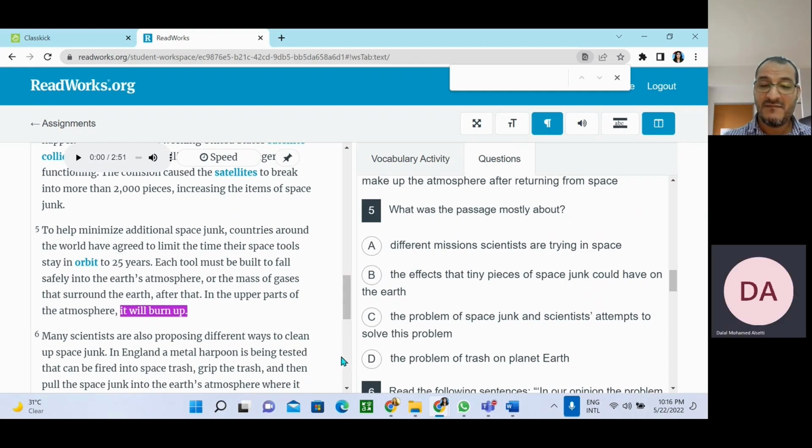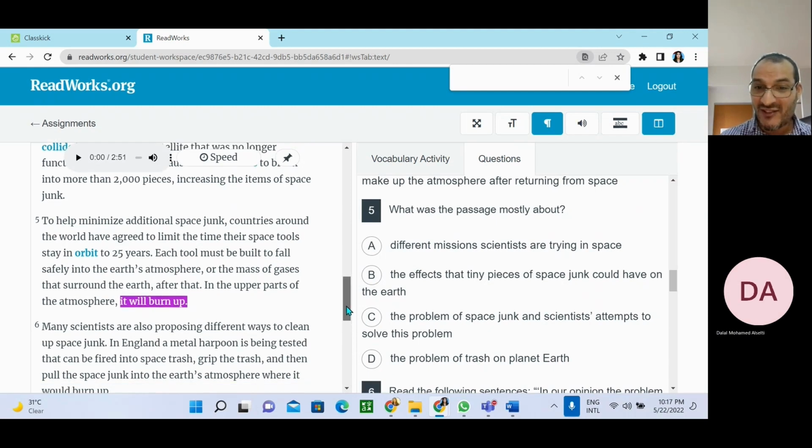The problem of trash on planet Earth. It could be, but here it's more general. Oh yeah, just a minute. Look into the words space junk. It's all about space junk. But what about the problem of trash? Okay, let's say trash is not space junk. It could be only domestic or household trash, not space trash. The word trash is not equal to space junk or space trash, right?